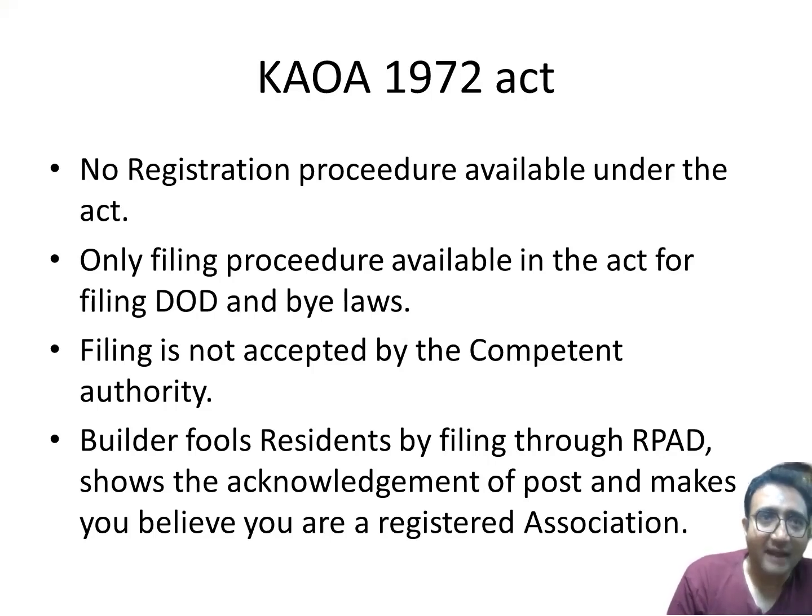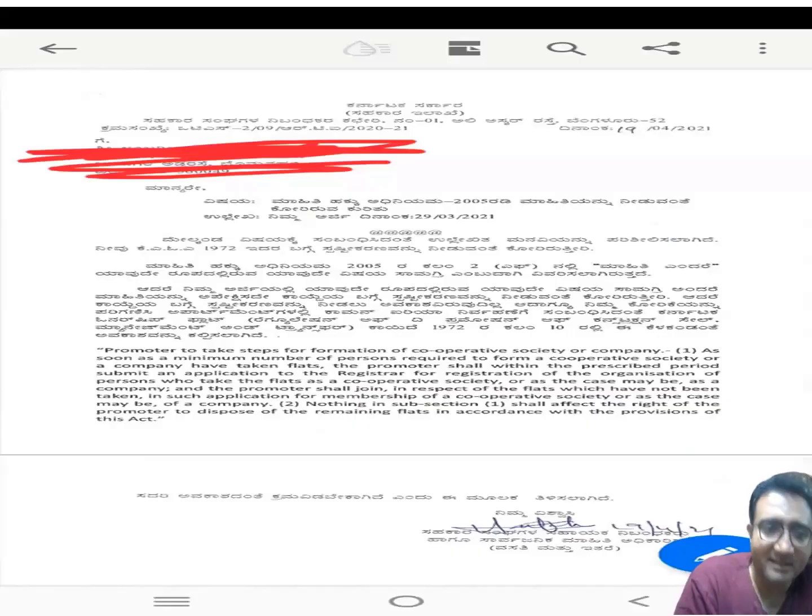found the flaw in this 1972 Act. I would like to show a few of the replies given by the Registrar of Cooperative Societies. In one of the replies, which is in Kannada, we asked them, do you have powers to register an association as per the provisions of the 1972 Act? He replied, no powers are conferred upon us to register apartment associations under 1972. In a second reply, when we asked in 2021, as an appeal, he replied that instead of the 1972 Act, we can register as a cooperative society under the Karnataka Cooperative Societies Act 1959.